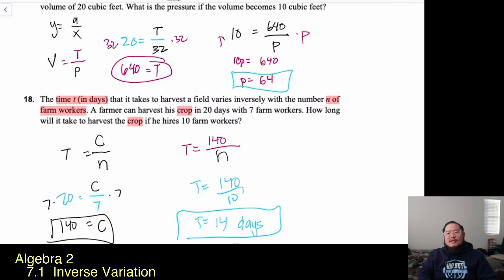We have now finished 7.1, inverse variation.